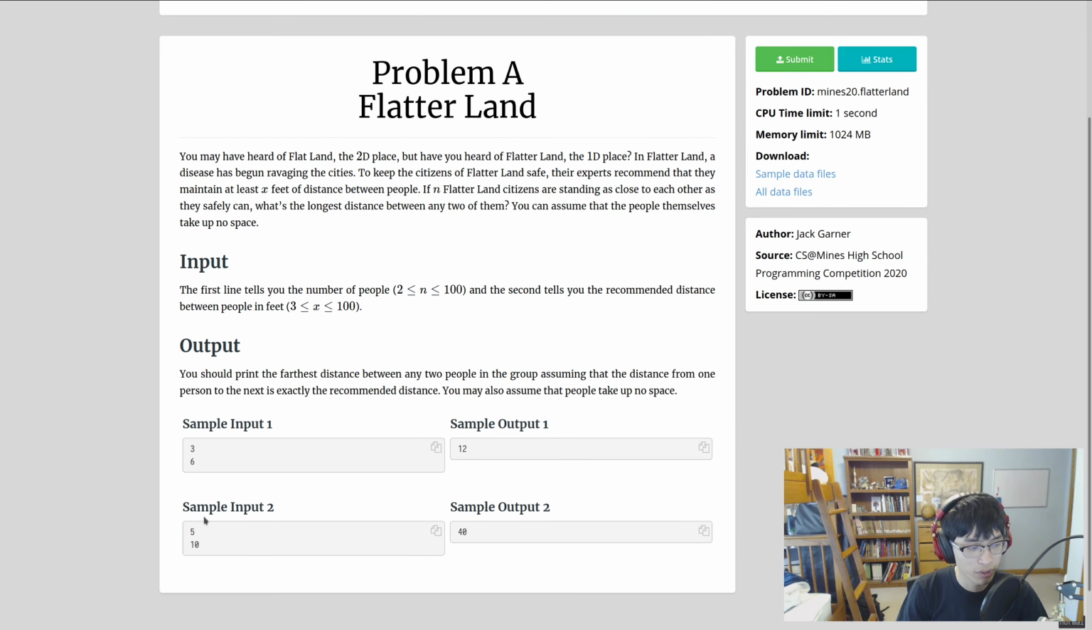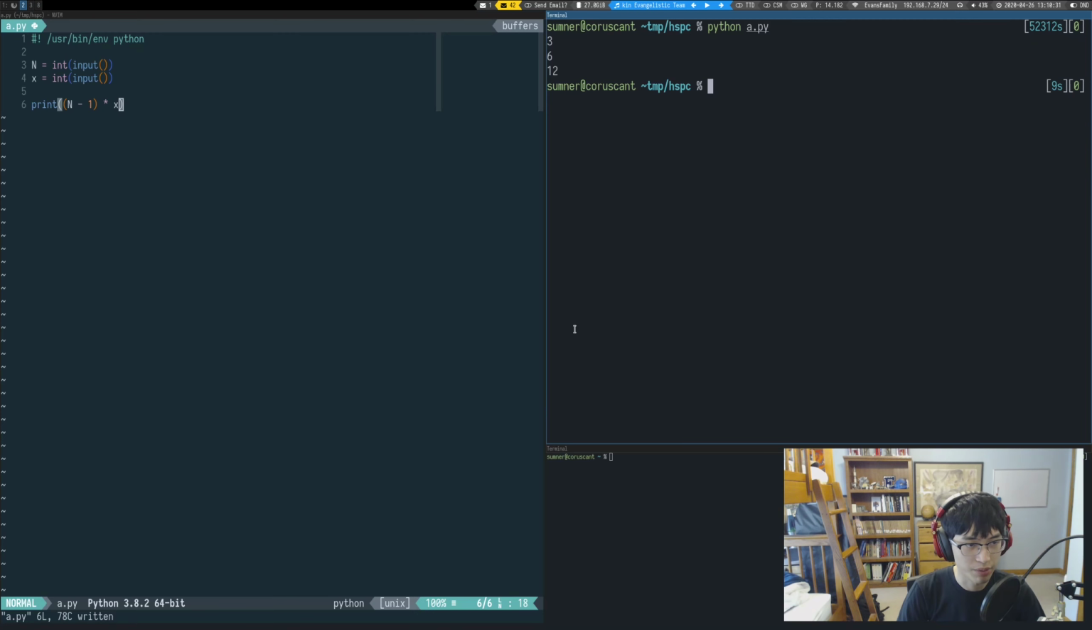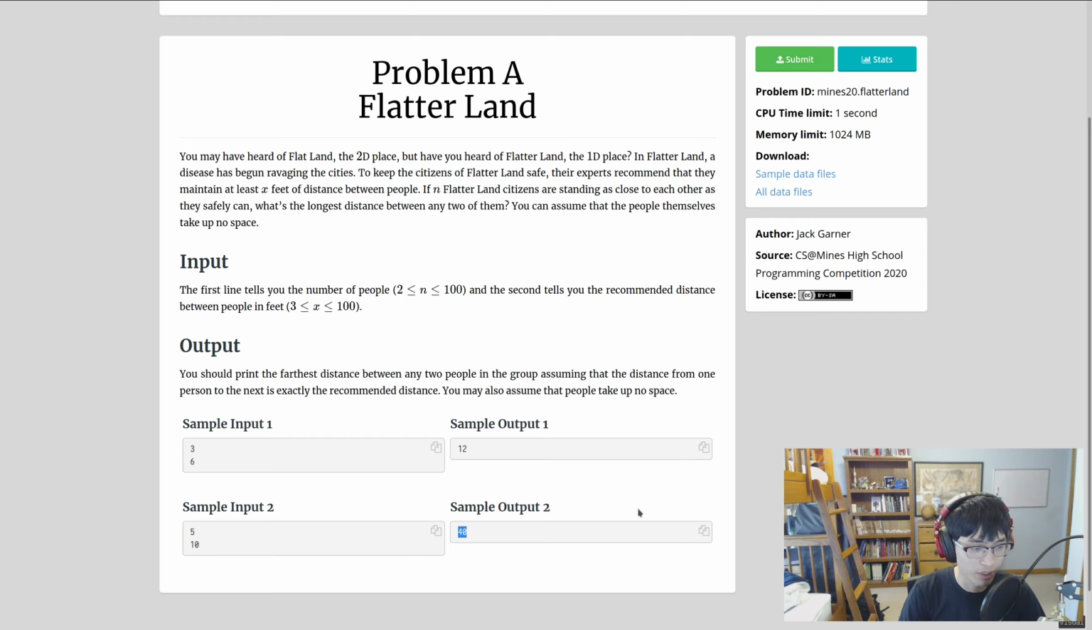Now it's important to at least try the problem on all of the sample inputs just for sanity's sake. And it's always good to maybe make up some other inputs. This one's an easy enough problem that you don't really need to. So let's test it with the second input. We get 40, which is the correct output.